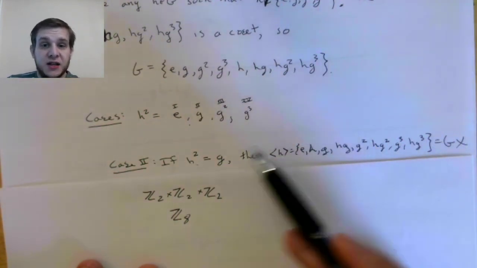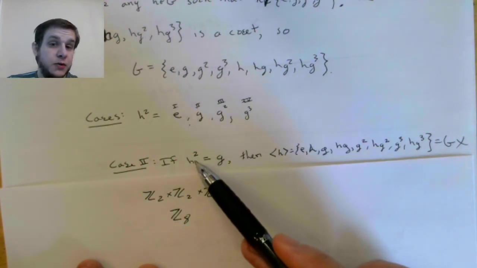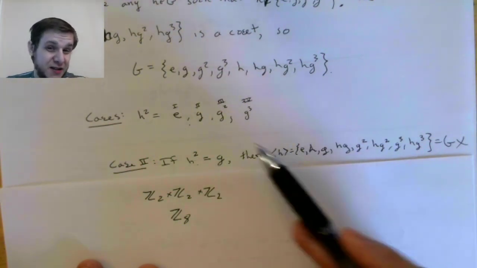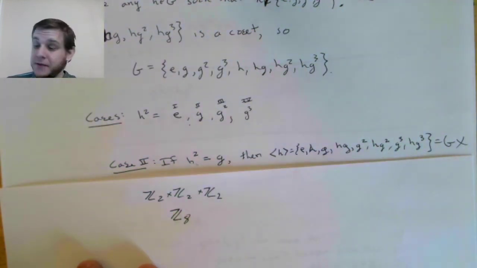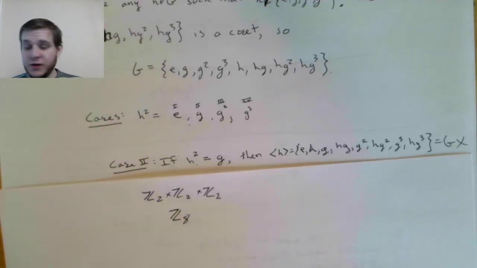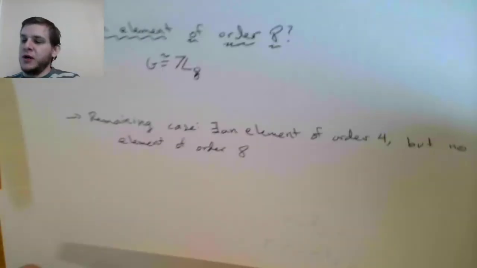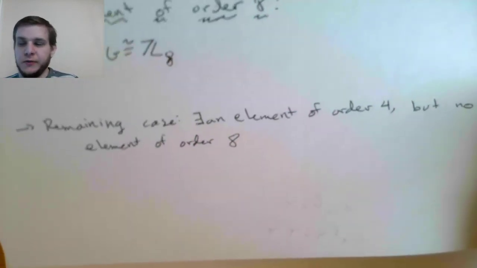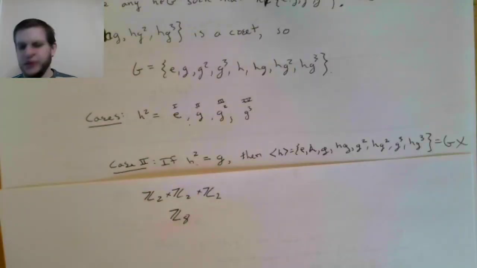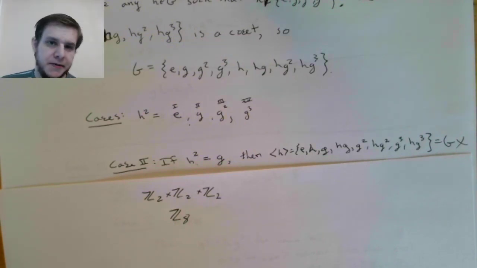So this is saying that H is a square root of G, and since G has order 4, if H is a square root, then H should have order 8. And this is a contradiction to our case, right? Because what are we trying to assume? We're trying to assume in our remaining case that there is an element of order 4, but no element of order 8. So case 2, I can get rid of.